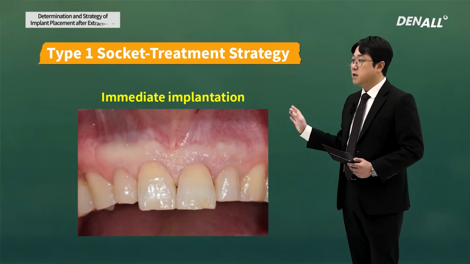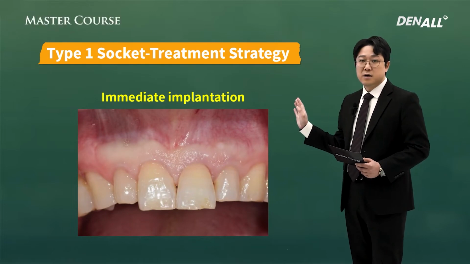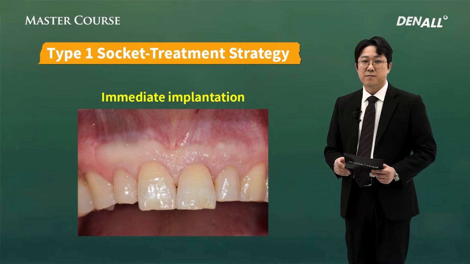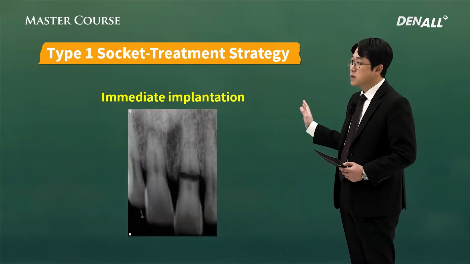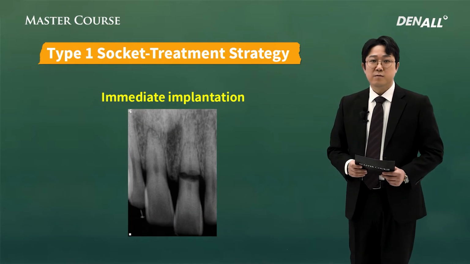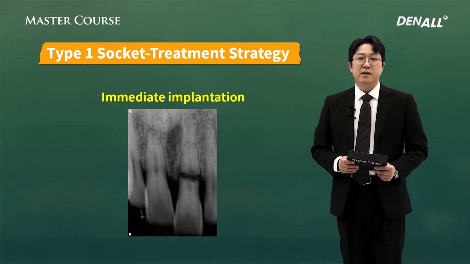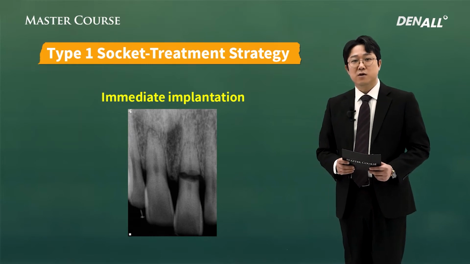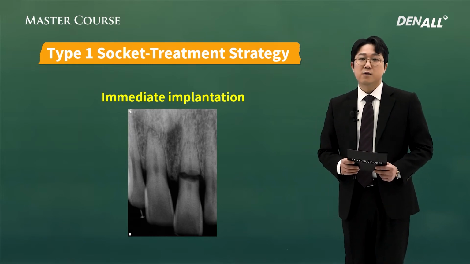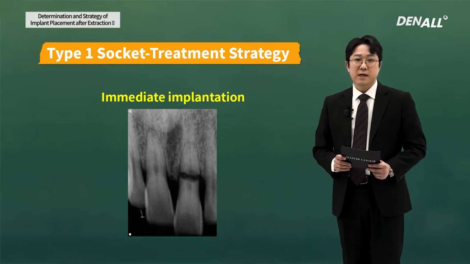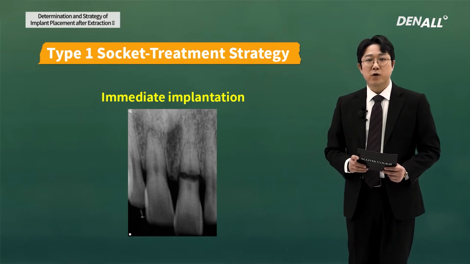In number 21, there was fracture and mobility. If you look at the X-ray image, in number 21, on the root, there is a horizontal fracture. This is a type 1 immediate implantation case. Based on my experience, more than other options, immediate implantation leads to the best results.